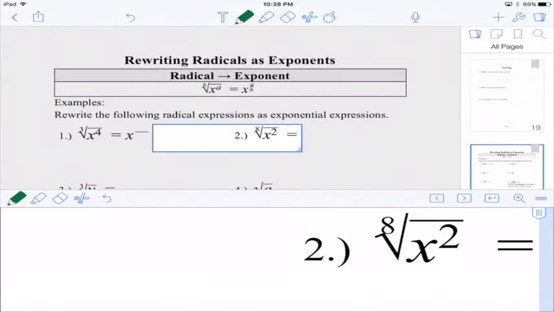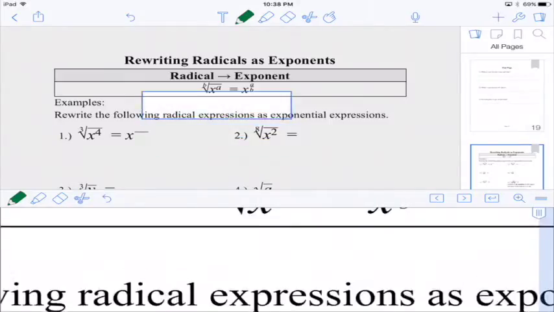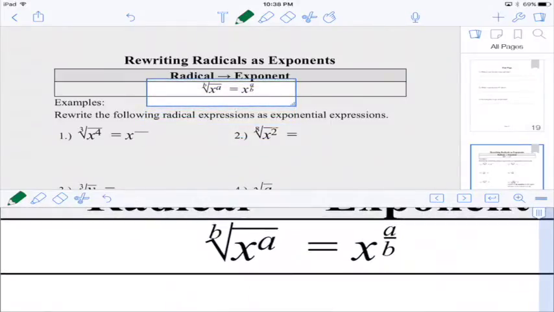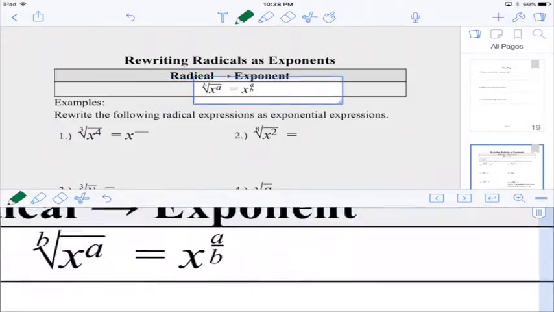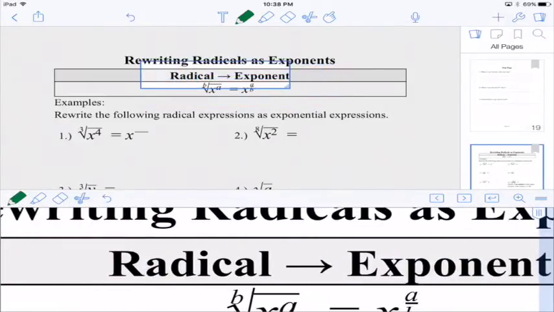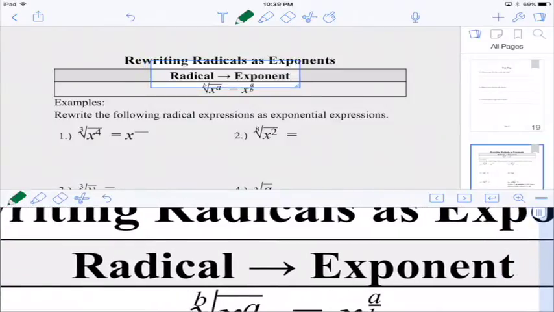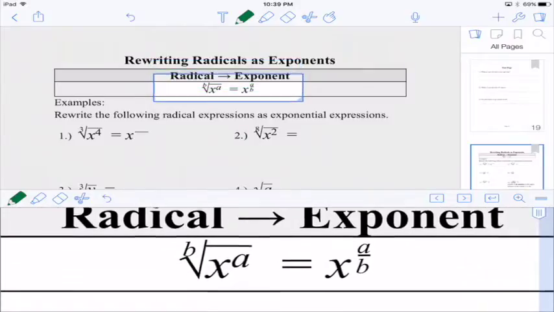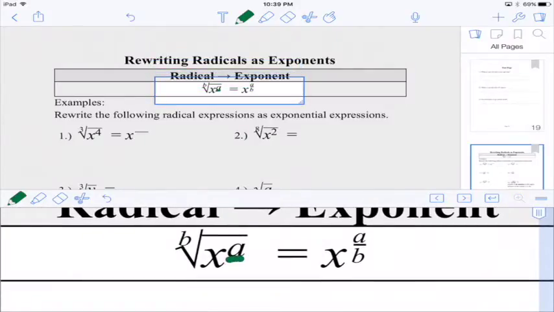So this little box at the top is everything that you need for this first page. You can see that we have x as our base. That stays the same, and that's a radical. We also call that a root sometimes. It's the opposite of an exponent. Just like adding and subtracting are opposites and multiplying and dividing are opposites, roots and exponents are opposites as well. So you can see that a is an exponent and b is the type of root that we have.